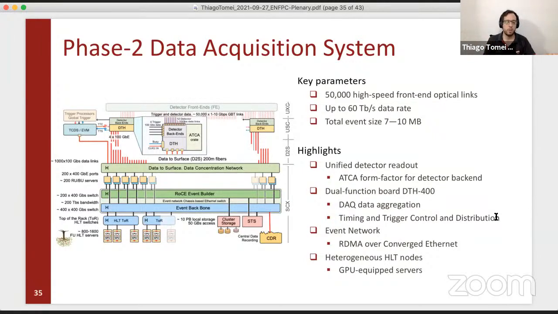This 60 terabits per second is not trivial to do. The technology we're choosing is so-called remote direct memory access, RDMA over converged Ethernet. And one very interesting thing is that we'll have heterogeneous HLT nodes. So up until run 1 and run 2, we had only standard off-the-shelf commodity hardware. And this was okay, but for run 4 and beyond, regular servers are not going to cut it. We need to have the best price performance ratio, and this means GPUs.